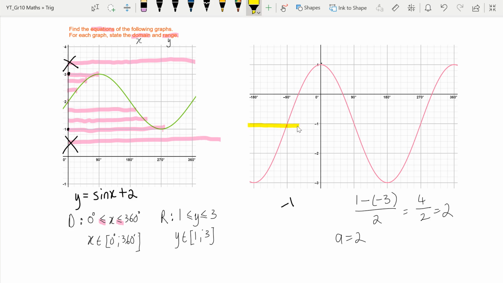How can we also check it on the graph? The middle of the graph is now there, so it moved 1 unit down. But the distance from the equilibrium, the middle of the graph, to the maximum is 1, 2. And the distance from the equilibrium to the minimum is 1, 2. So it does mean that our A value is 2 units. However you figure that out.